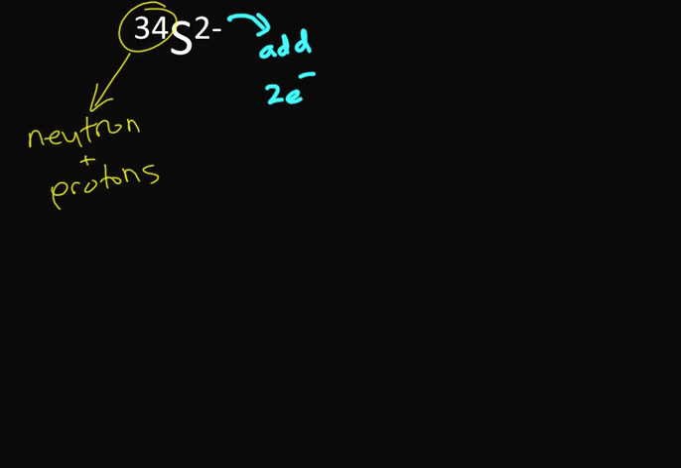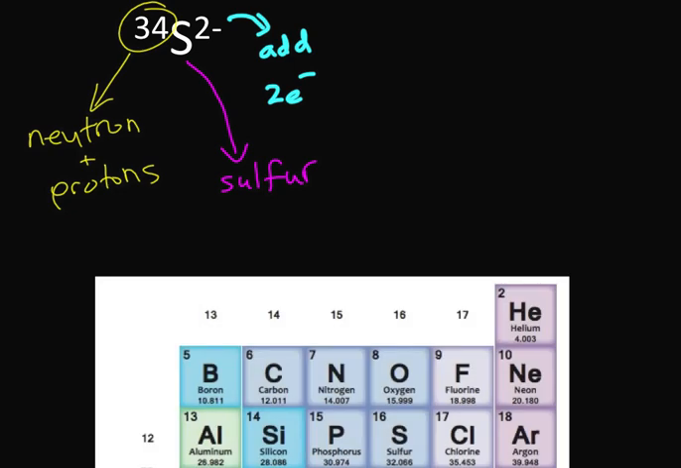And the S, well, that's the element, it's sulfur. And we can use the periodic table to figure out some things about sulfur. So sulfur's right here, and sulfur has 16 protons. The atomic number, the number here, is the number of protons. So the S tells us that we have 16 protons.